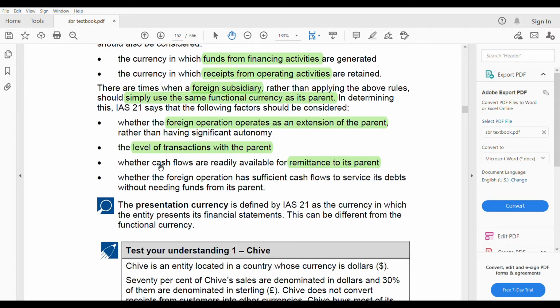Fourth, whether the foreign operation has sufficient cash flow to service its debts without needing funds from its parent. If they do not have the cash flow to service their debt, that means they're dependent on the parent, so the parent's functional currency only they have to use. If they need funds from the parent, it's the parent's functional currency.